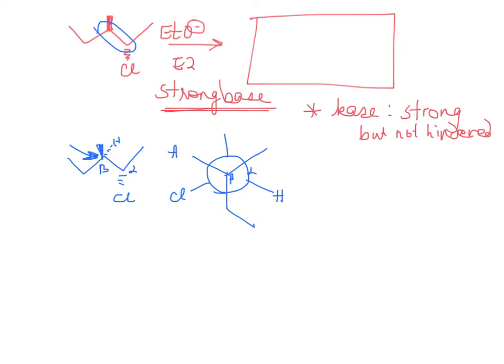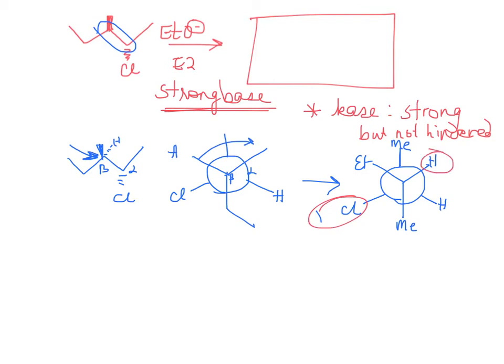That means you need to rotate, essentially. So as you rotate that, let's rotate it by 60 degrees. You'll get an ethyl, you'll get a hydrogen, this one is a methyl, and on the back carbon you have, of course, the methyl still where it is, the hydrogen, and the Cl. So now you can see that your two groups, the Cl and the H, are anti-periplanar to each other.